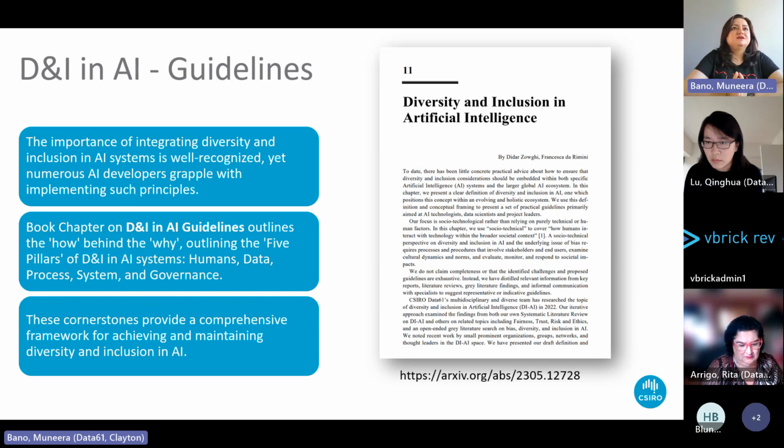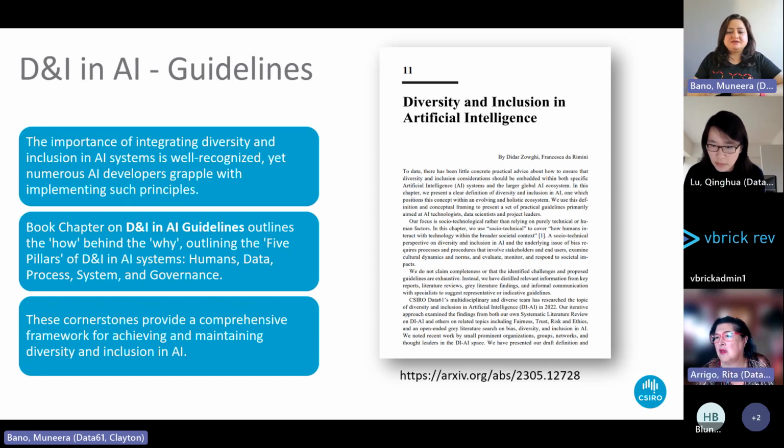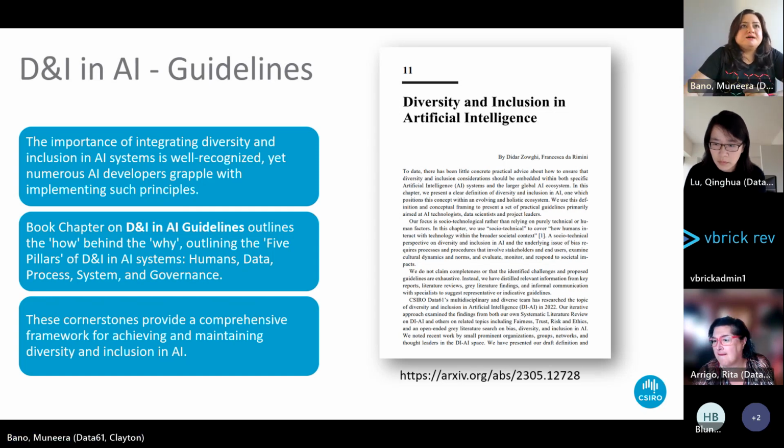The link is provided here, where all these 5 pillars are covered. The book chapter guide provides the outline on not just the how, but the why behind these 5 pillars: what they mean, what considerations have to be taken into account, and why you need to understand them.